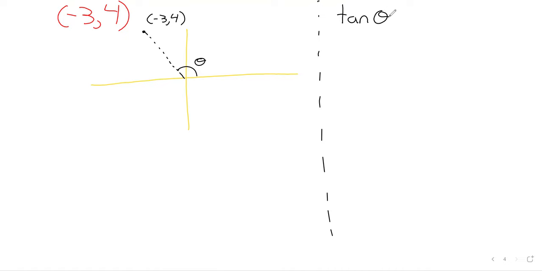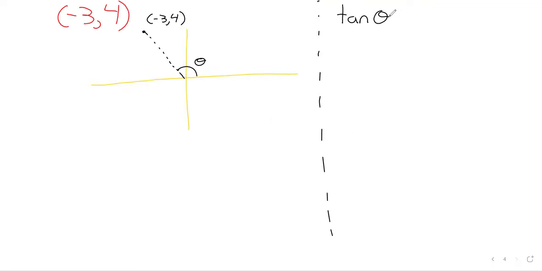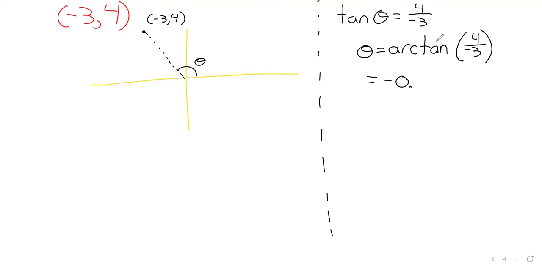we know that the tangent of theta is y over x. So the tangent of theta is 4 over -3. Then we'll once again use an inverse trig function. We'll once again use the arctangent. And now we get -0.927.